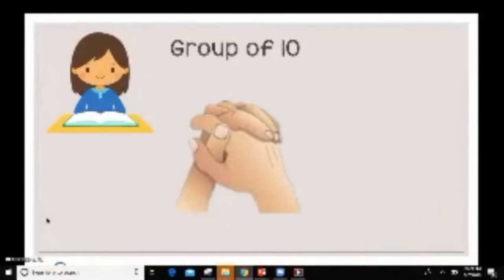You're just going to put them together. This shows a group of 10. That way I don't have to worry about counting each finger by itself. If I see it quickly in that group, I know that that's just 1 ten. I don't have to count all the little fingers.